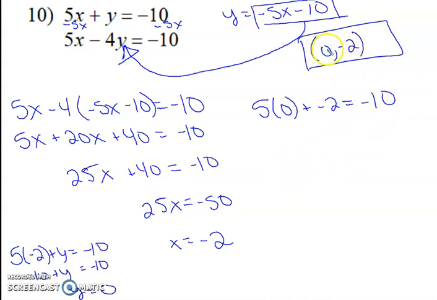Oh wait, I put them in backwards. I wrote them down backwards. Negative 2 and 0. Negative 10 plus 0 equals negative 10. Checks out in the first one.